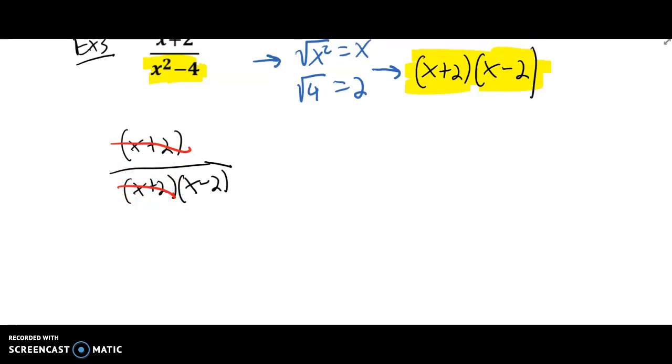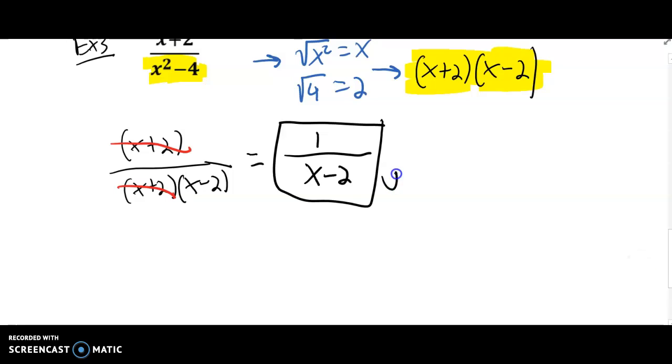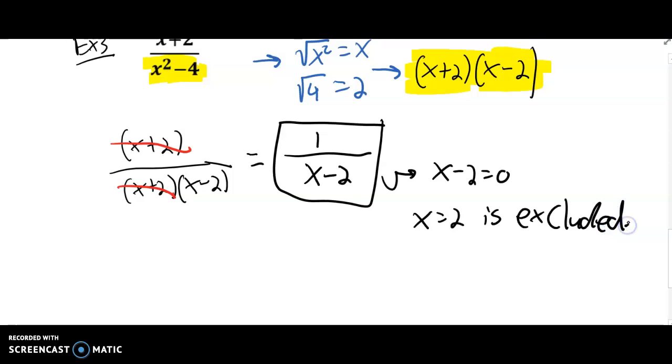But what's going to happen when nothing's left up top? It is just a 1. Not a 0, but a 1. This is our final answer. Excluded values, what makes the denominator 0? X equals 2 is excluded. Okay, we got one more example.